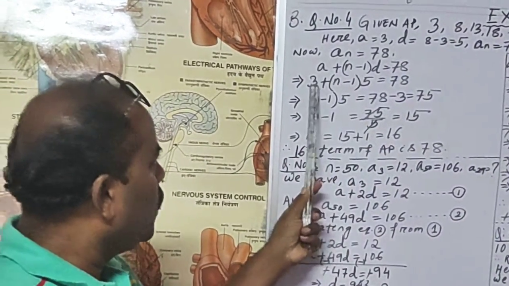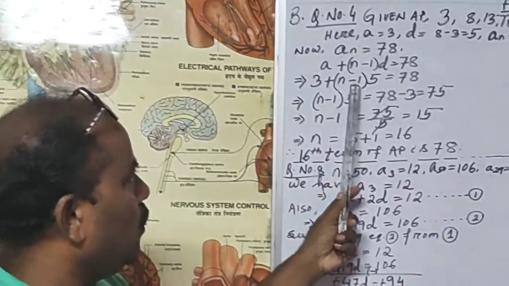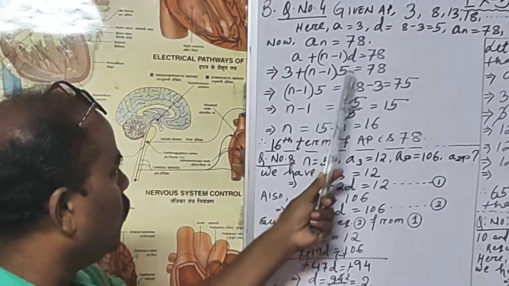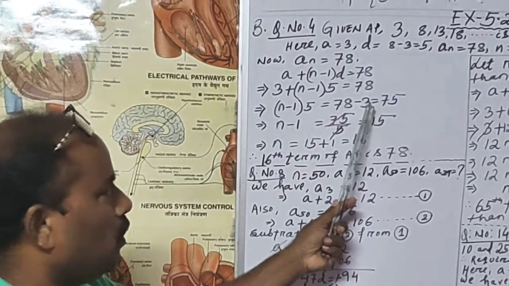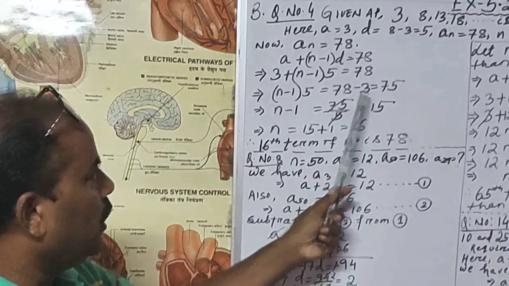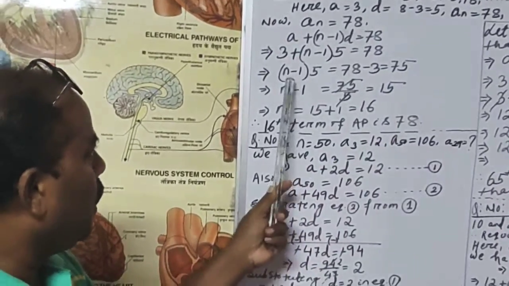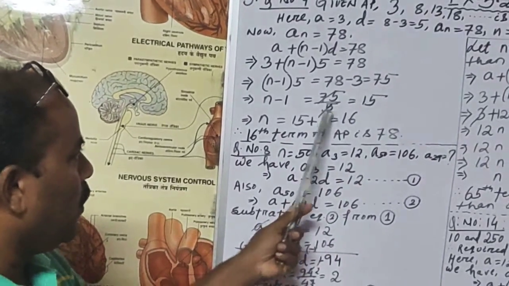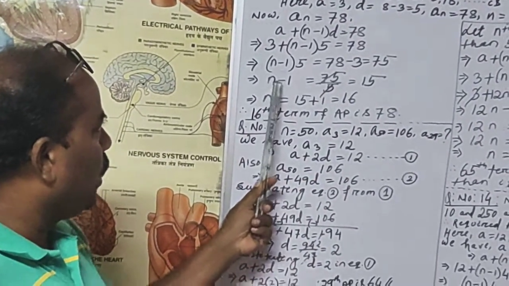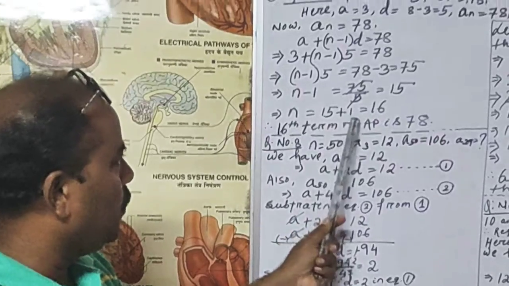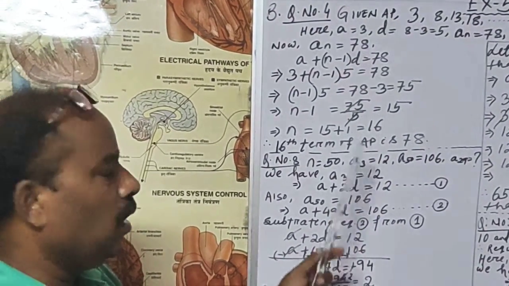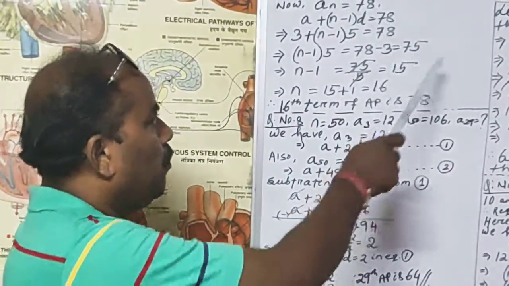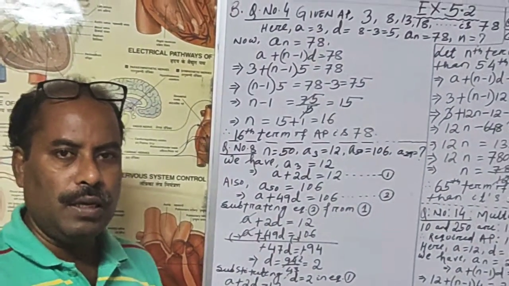Then put the values: 3 plus n minus 1 into d, which is 5, is equal to 78. N minus 1 into 5, you keep, this 3 will be subtracted on that side. 78 minus 3 is equal to 75. N minus 1, you keep, 5 will be divided there. 75 divided by 5 is equal to 15. n is equal to 15, minus 1 becomes plus 1 on that side. 15 plus 1 equal to 16. n means the number of terms. So the 16th term of the AP will definitely be 78.